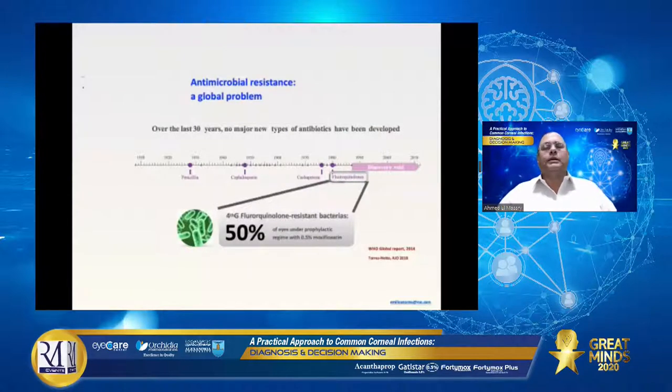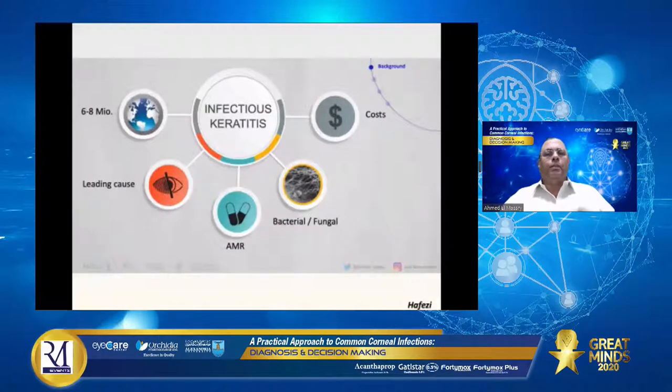Again, we all know that antimicrobial resistance is increasing much nowadays. And we reached just the fourth generation of fluoroquinolones, as Dr. Alaa said, but still the resistance is marked and high, and every day it appears. Again, if we take the whole problem from the economic point of view and from the actual effect on the patient, more than 6 to 8 million could be affected with corneal ulcer all over the world. It's definitely a leading cause of blindness, and the antimicrobial resistance is rising. So the number of drugs that can treat these ulcers is getting less.